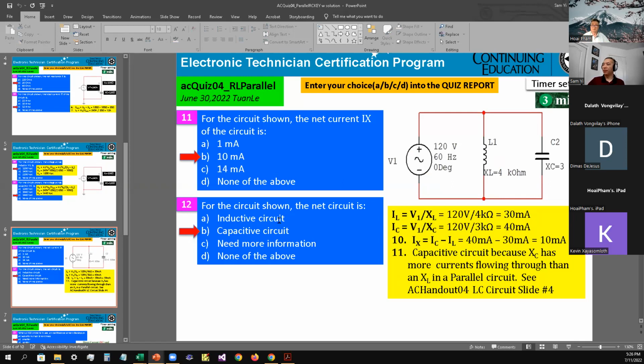For number 12, for the circuit shown, the net circuit is, okay, so therefore you have more current flowing through IC, so therefore it's going to be a capacitive circuit. Okay, so the answer is B as in boy for number 12.